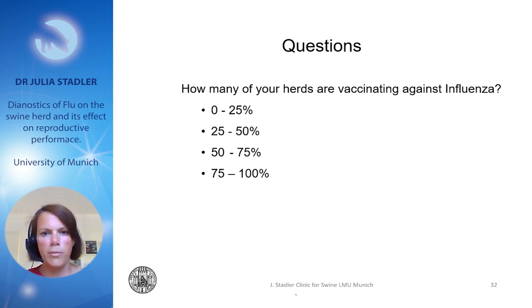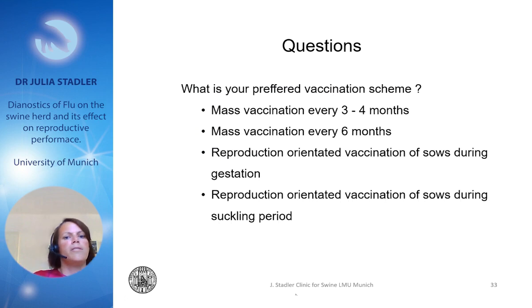So I will proceed to my next question. What is your preferred vaccination scheme for influenza? Is it mass vaccination every 3 to 4 months? Is it mass vaccination every 6 months? Or do you prefer a reproduction-orientated vaccination of the sows during gestation? Or reproduction vaccination during the suckling period?